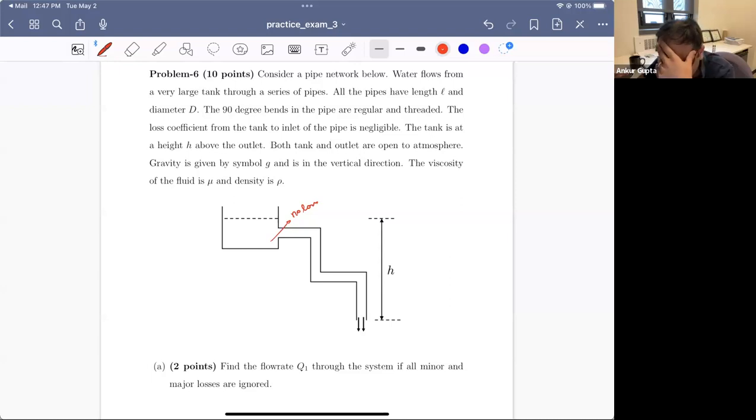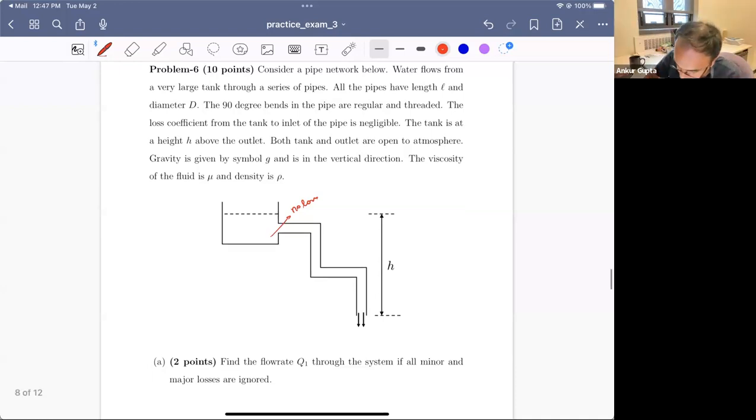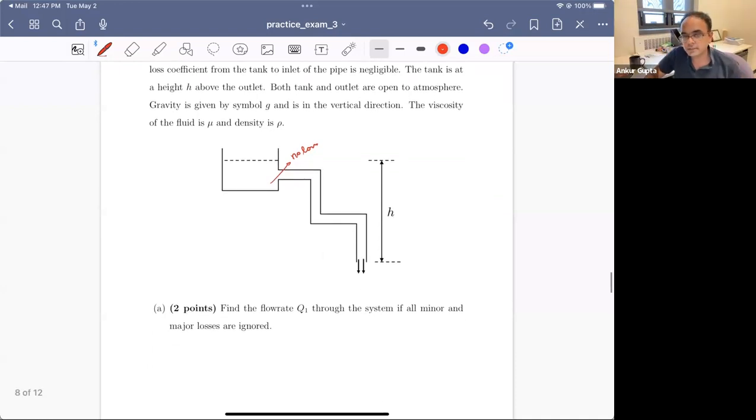Both tank and outlet are open to atmosphere. Gravity is going to be symbol g, and the viscosity is mu. So find the flow rate Q into the system if all minor and major losses are neglected. Basically they're saying just apply Bernoulli's. So we'll take point 1 to be in and point 2 to be out. Let's just do that, in and out.